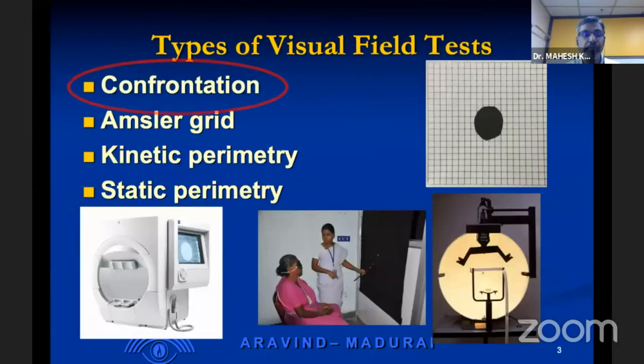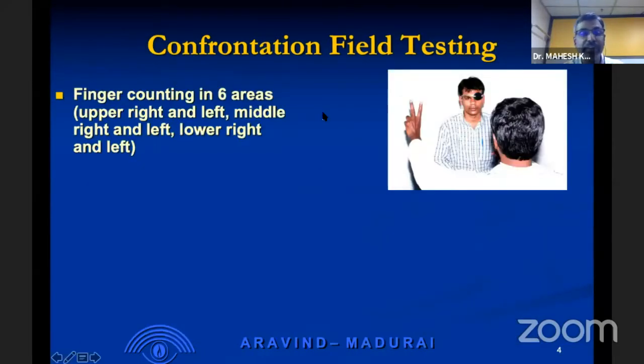Among the different neuro-ophthalmic visual field evaluation methods like confrontation, Amsler, kinetic, or static perimetry, one should not underestimate the value of confrontation fields, especially in neuro-ophthalmology, unlike in other branches of ophthalmology. So confrontation fields can be done in 6 areas by simply finger counting: upper right and left, middle right and left, and lower right and left.